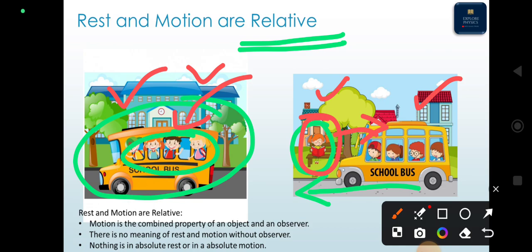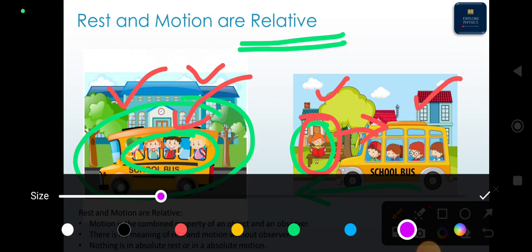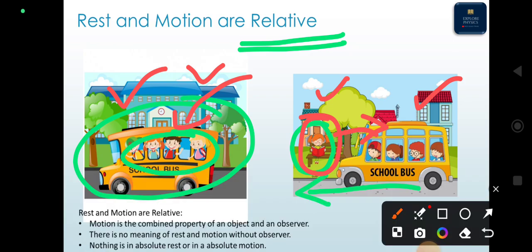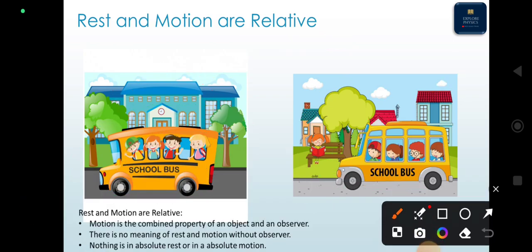Rest and motion are relative. Motion is the combined property of an object and an observer. It does not depend only on the object, and it does not depend only on the observer. It is a combined property of an object and the observer. Now, there is no meaning for rest and motion without an observer.